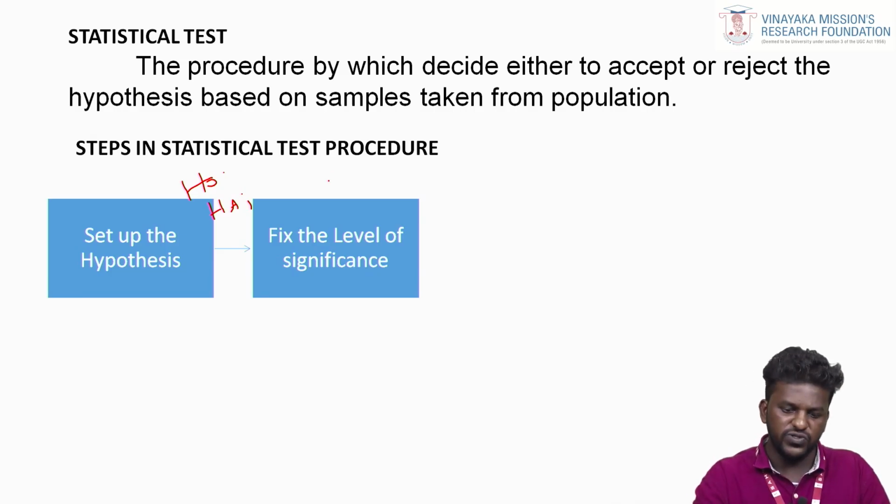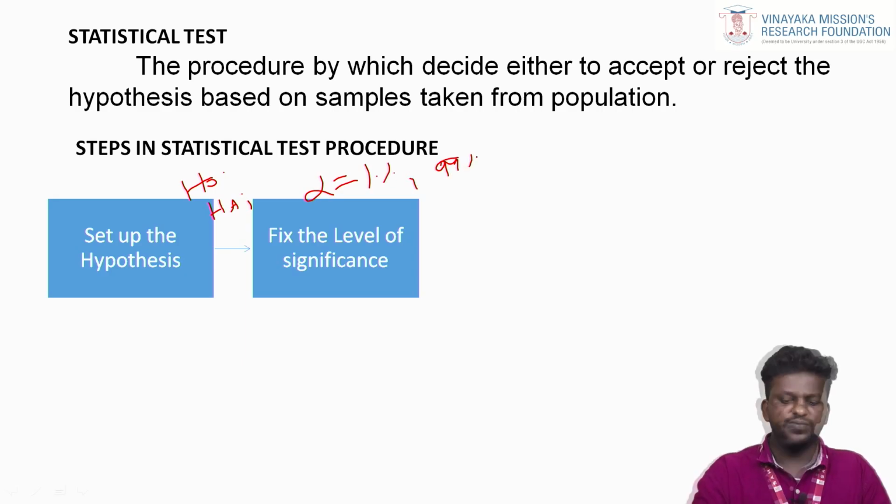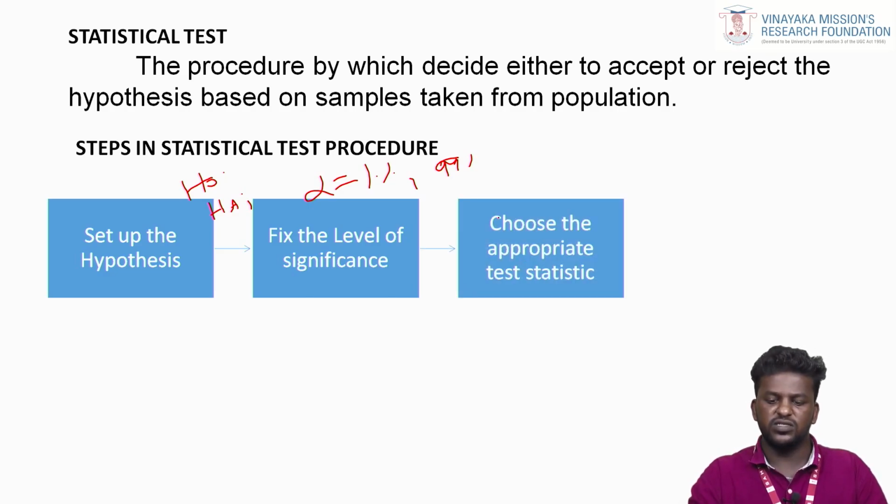So they choose the error term as 1%, and the confidence level as 99%. By default, 5% error is taken. Then our next step is to choose the appropriate test statistic. That means what are the tests used to analyze our observed data.